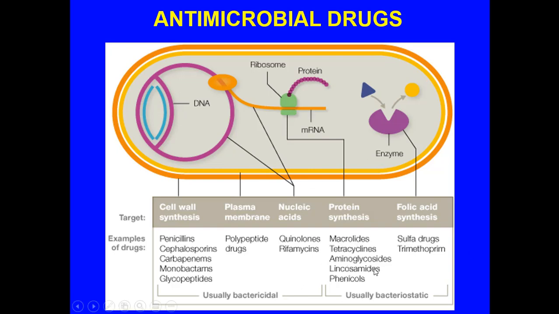And as they do this, usually though we start shifting from a bactericidal, meaning that we kill the bacteria, to a bacteriostatic, which means we stop growth. Finally, folic acid synthesis, and this is with sulfa drugs and trimethoprim, and they block the enzymes that are part of the folic acid synthesis chain.